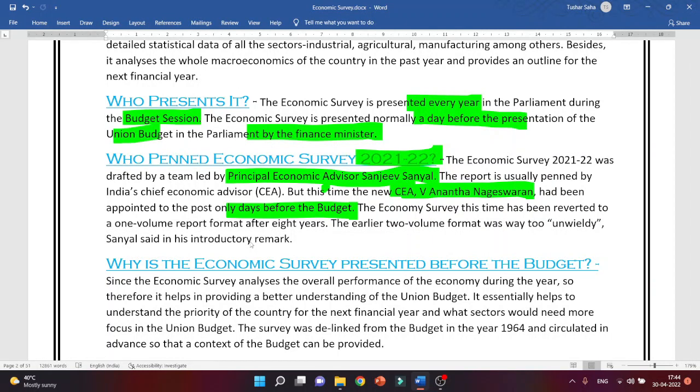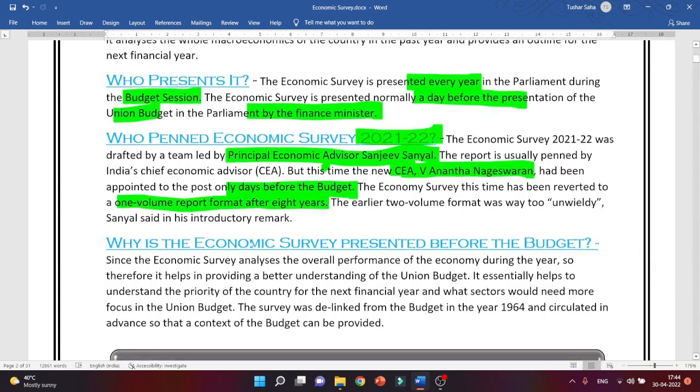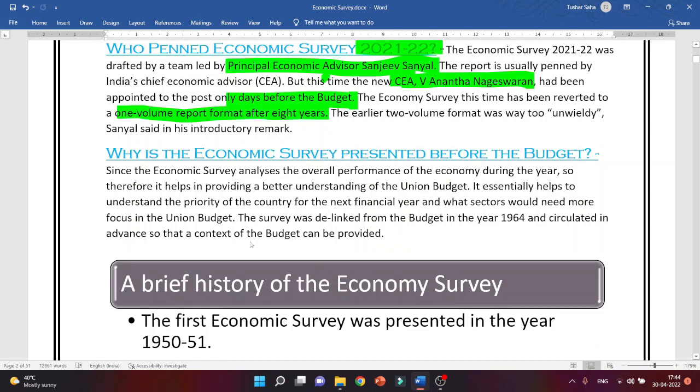Now again, there is something important for this economic survey: it has reverted to a one-volume report format after 8 years. Except this year, the previous 8 years were in two parts, part 1 and part 2, right? But this economic survey 21-22 has been released in only one part. So why is the economic survey presented before the budget, right? It is for you to read. I have already explained the reason.